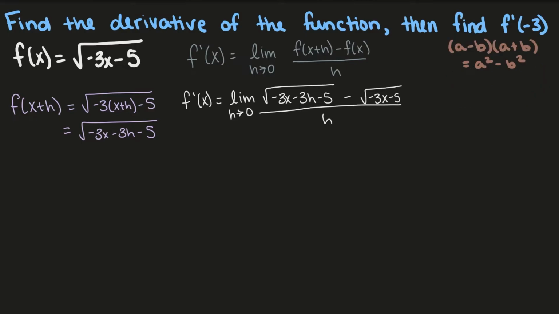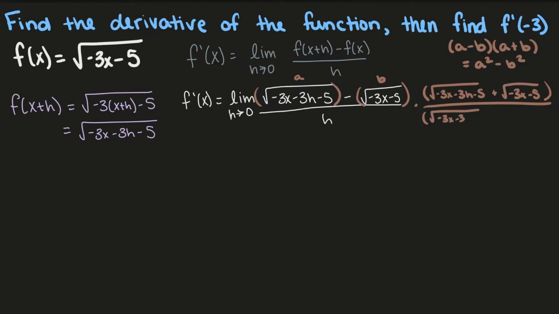So if our square root of negative 3x minus 3h minus 5 is our a, and our square root of negative 3x minus 5 is our b, then we can multiply our numerator and denominator by the same thing, just with a plus in the middle. So we'll have the square root of negative 3x minus 3h minus 5 plus the square root of negative 3x minus 5 over the same thing. When we multiply by something where the top and bottom are the same, this is the same as multiplying by 1, so we can do this without changing the value of our function.